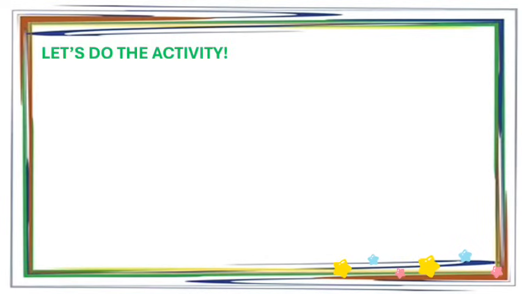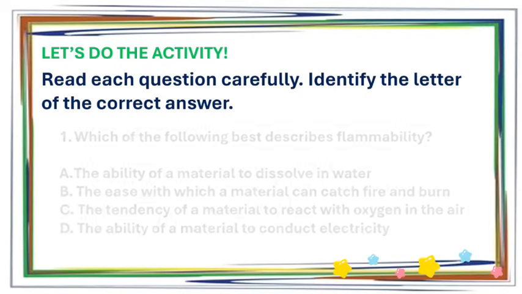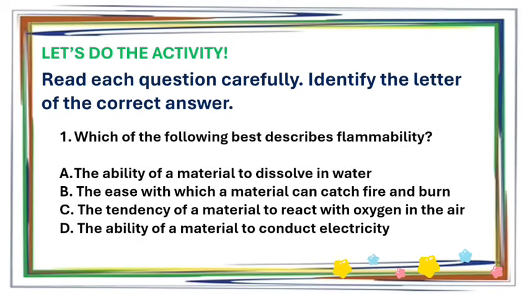Let's do the activity. Read each question carefully. Identify the letter of the correct answer. Number 1. Which of the following best describes flammability? A. The ability of a material to dissolve in water. B. The ease with which a material can catch fire and burn. C. The tendency of a material to react with oxygen in the air. And letter D. The ability of a material to conduct electricity. What is your answer?